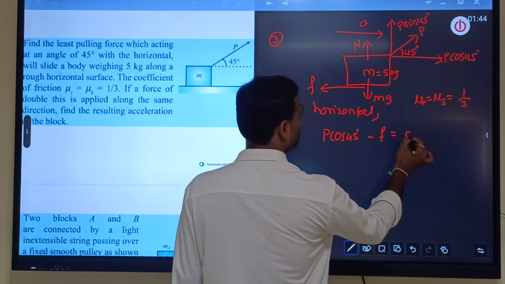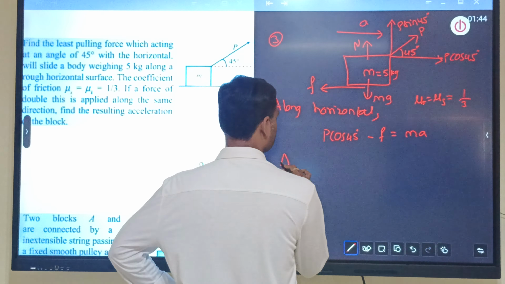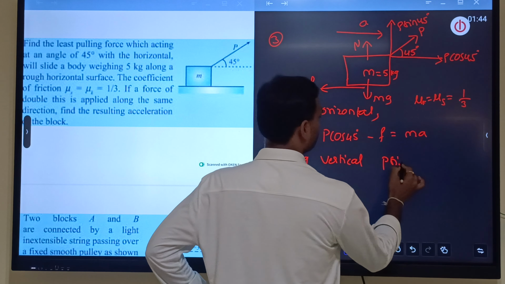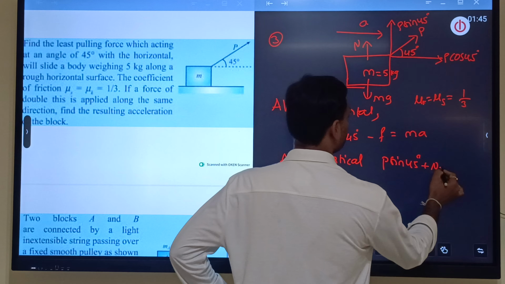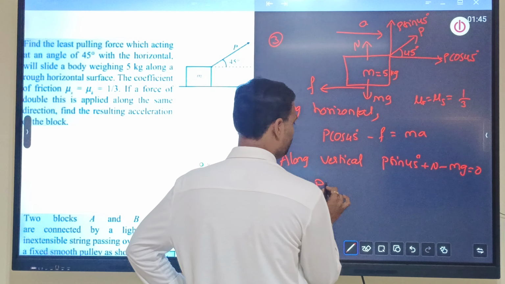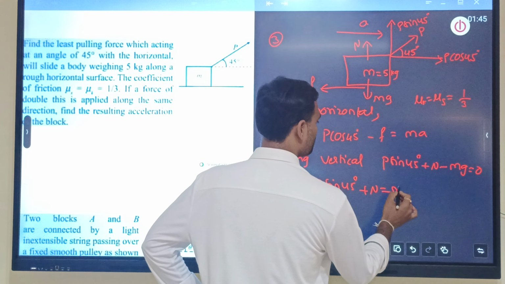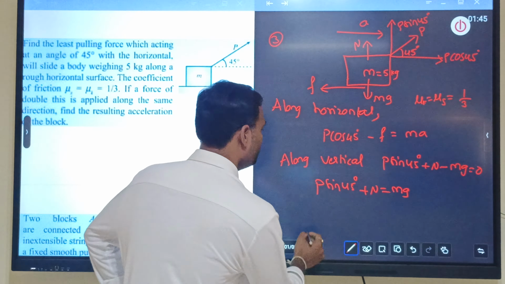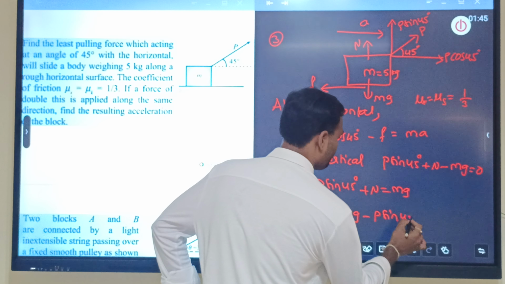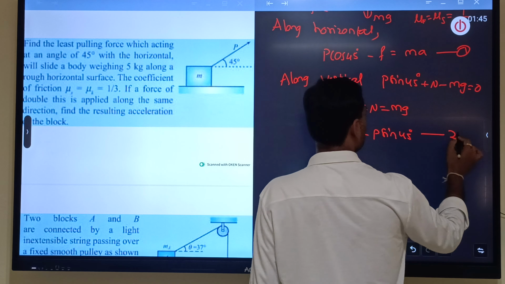Now along the horizontal, P cos 45 minus f is equal to ma, and along the vertical, P sin 45 plus N minus mg is equal to 0. Then P sin 45 plus N is equal to mg. Then the N value is equal to mg minus P sin 45. Let this be equation number 2, and the earlier one equation number 1.